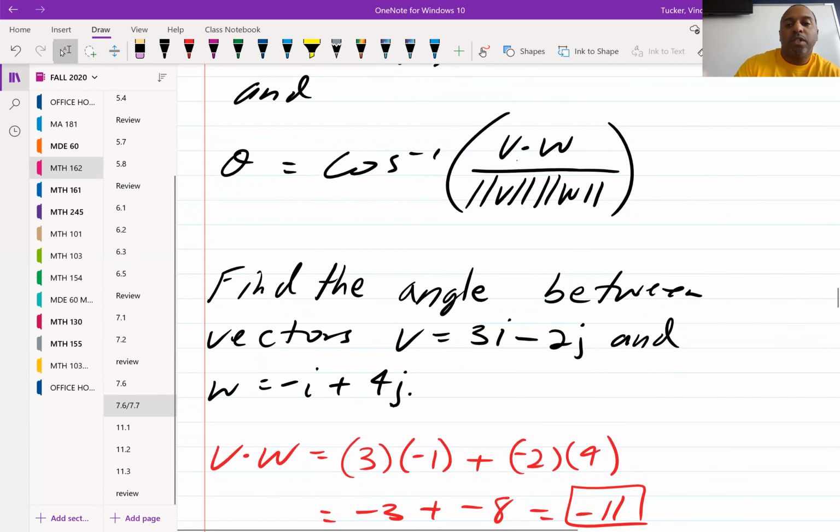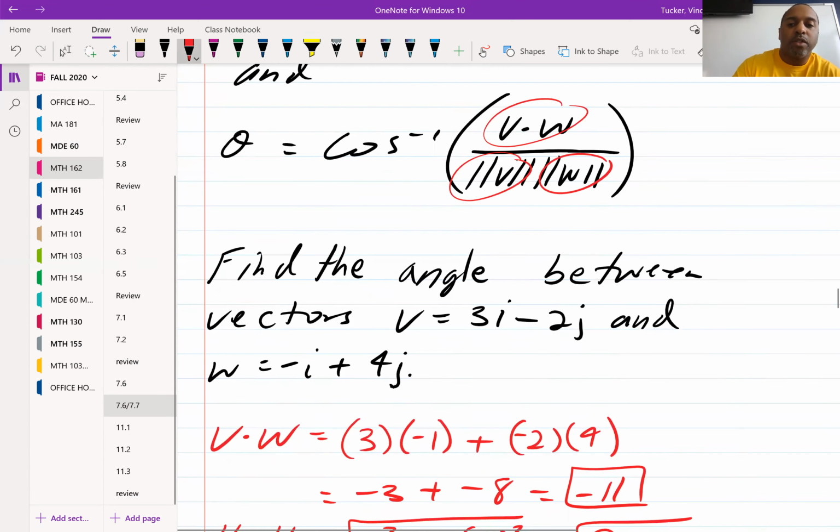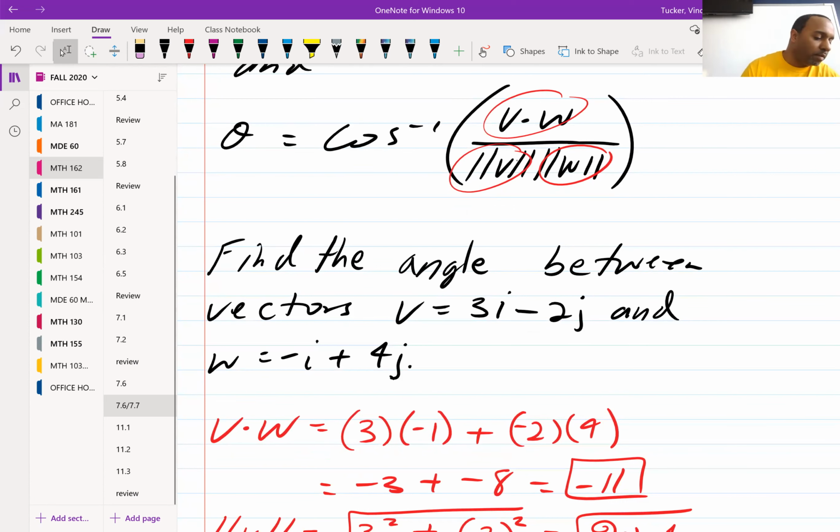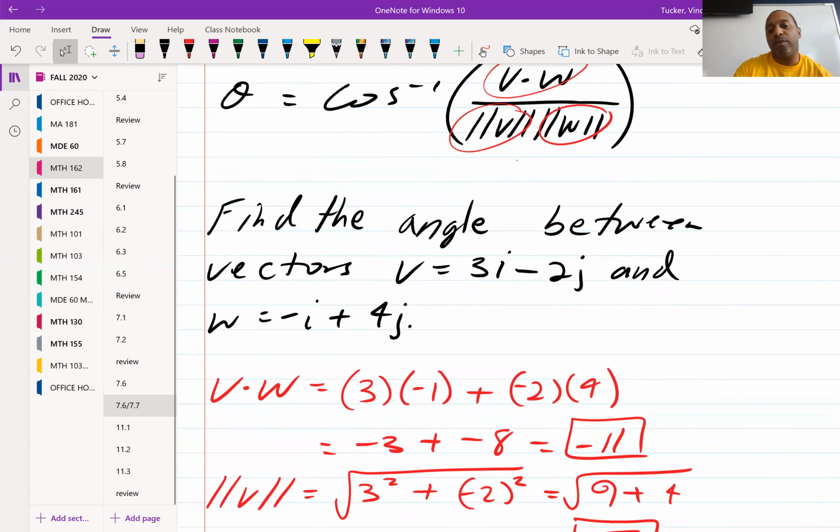All right. And I see why I circled these pieces now, because we have 3 pieces that we need to find. First thing we do is find the dot product of v and w. So we can take 3 times -1. It's a sub 1 times a sub 2, plus b sub 1, which is -2, times b sub 2, which is 4. That's -3 plus -8, equal to -11.